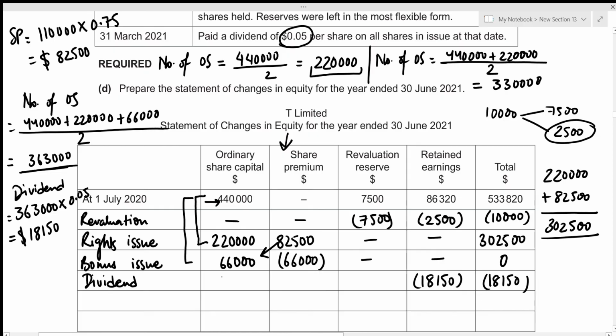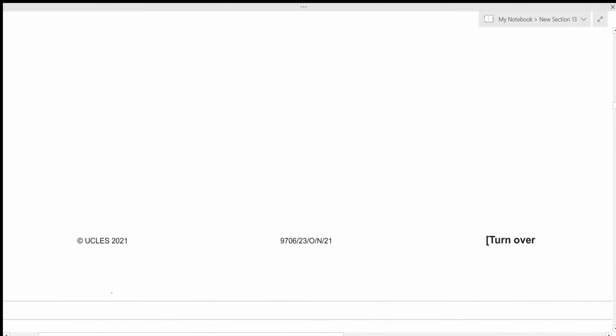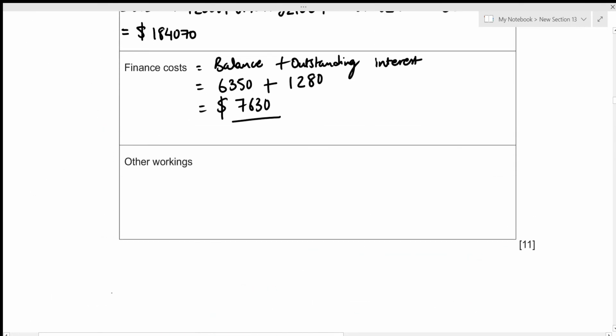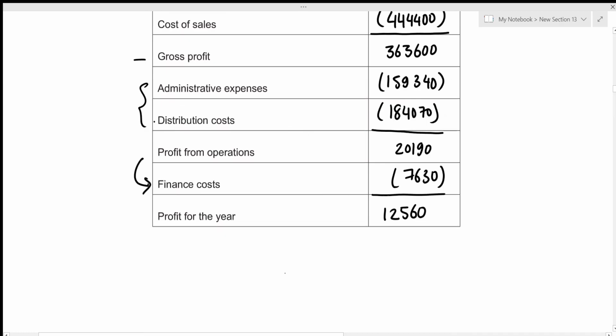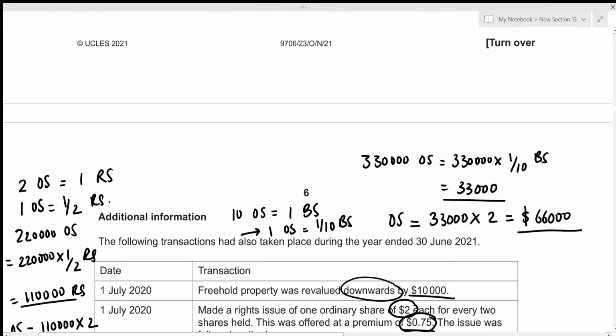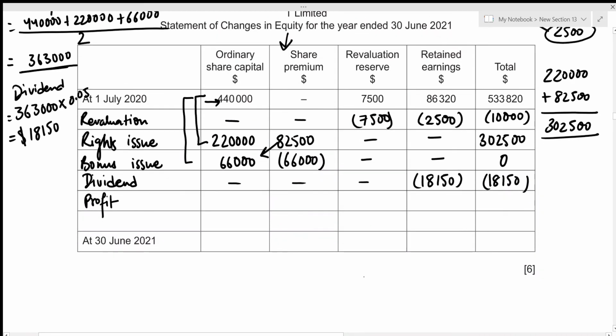Again, dividend does not affect the share capital, share premium, and revaluation reserve in any form. Now, most people tend to forget this, but we also add the profit for the year in our retained earnings. Let's have a look at our income statement in order to figure out the profit. So that was 12,560. So we just add this amount to the retained earnings. That was 12,560.